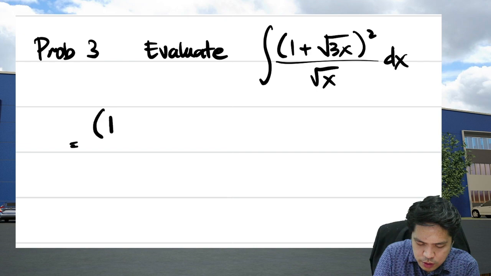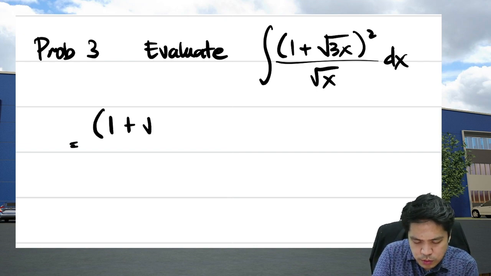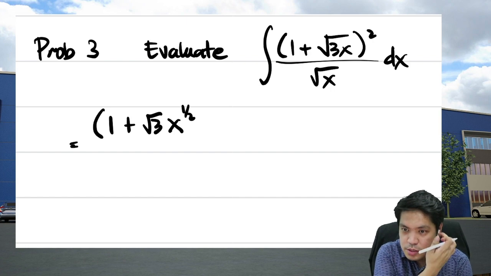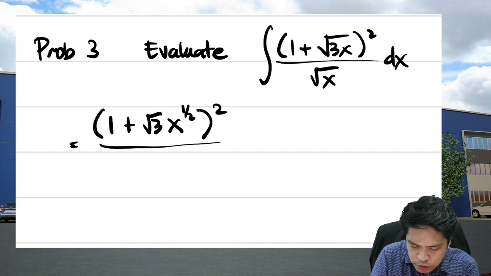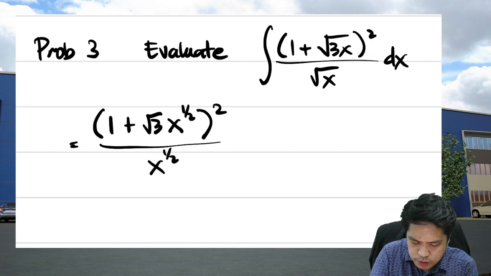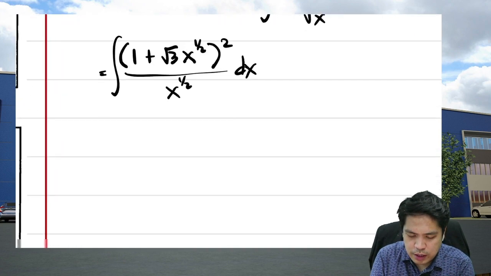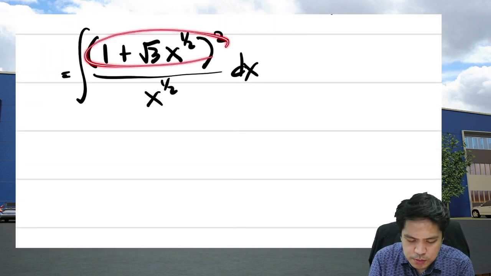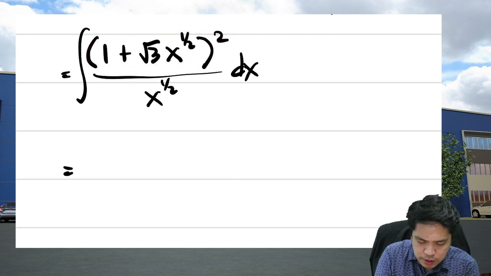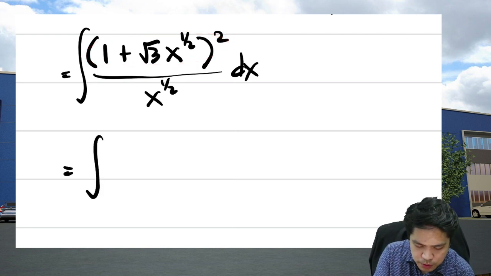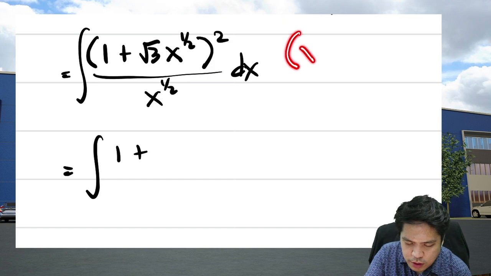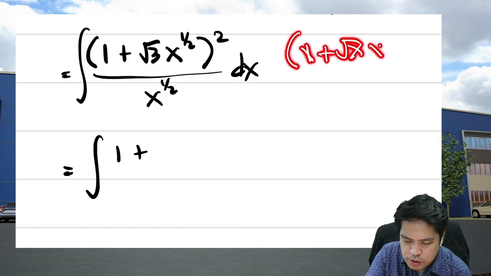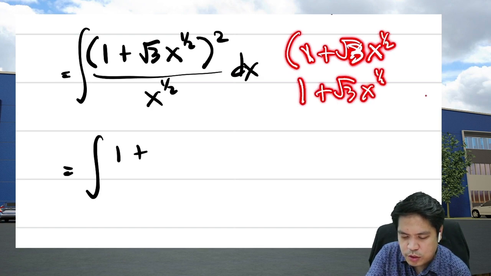So, that would be 1 plus square root of 3x raised to 1 half, because square root of x is x raised to 1 half. Then squared over x raised to 1 half. That would be integral of that dx. Now, we expand this first. So what is the expansion of that? That would be 1 plus, of course, by FOIL, pwede naman ganito. 1 plus square root of 3, x raised to 1 half, then 1 plus square root of 3, x raised to 1 half, then you just do FOIL.